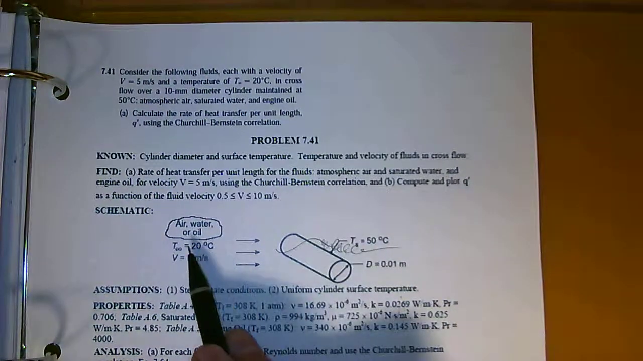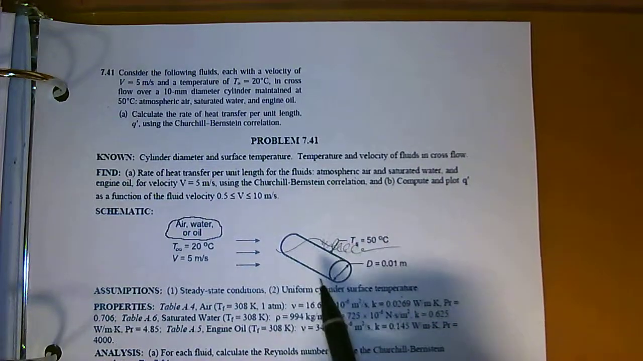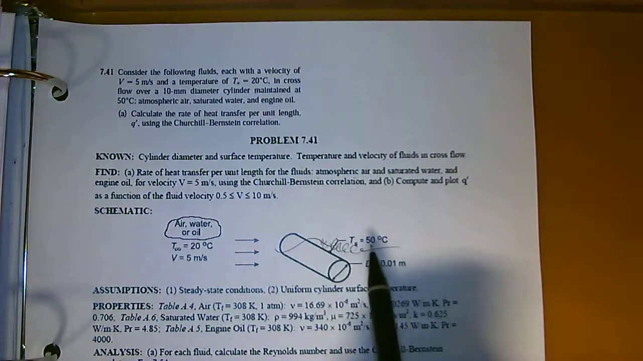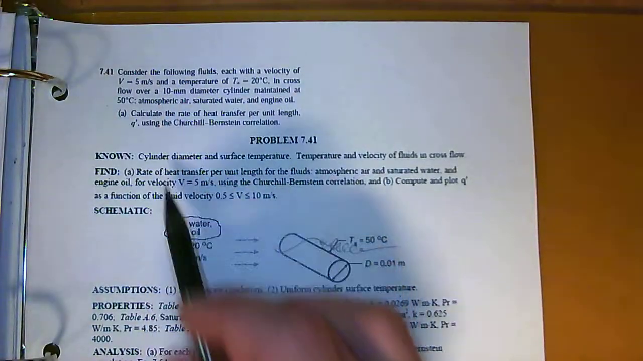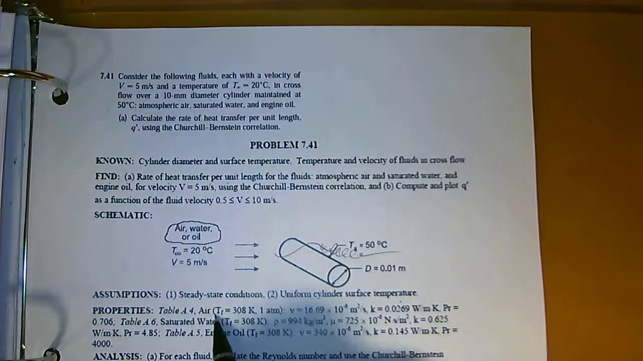So here's our layout. You can see T infinity, the velocity of the air, which is U infinity, the diameter of the cylinder, the temperature of the cylinder that it's got to be at. You can read through the problem. Here are all the properties. You can use A4. Right here is TF.